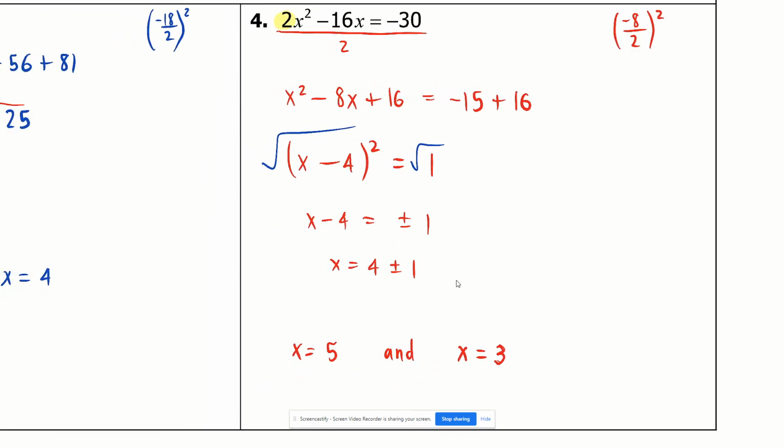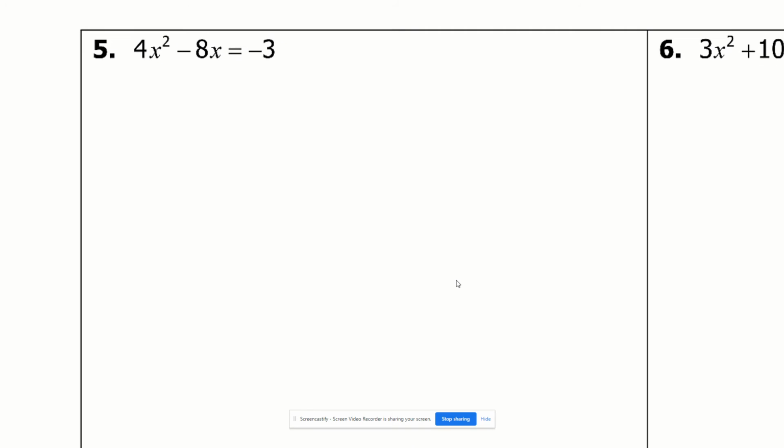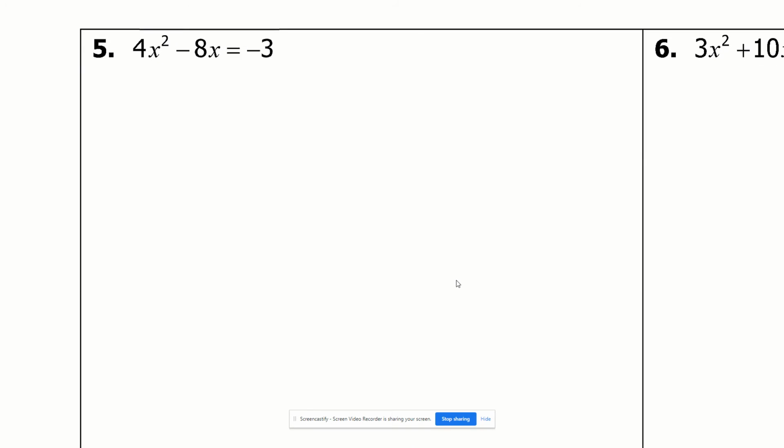And that's how you do it. Hope that makes sense. Now, let's keep on going. I want to show you a couple more. Look at this thing. So, remember, it's in the right form, right? So I'm going to divide by 4, the whole thing. So this becomes x squared minus 2x. But over here, look, what is negative 3 divided by 4?